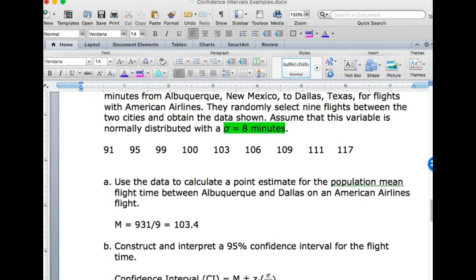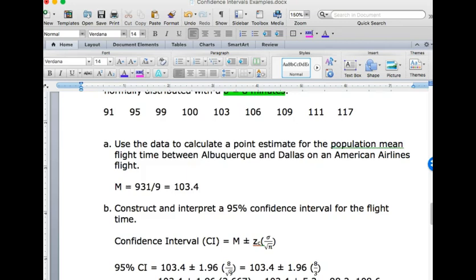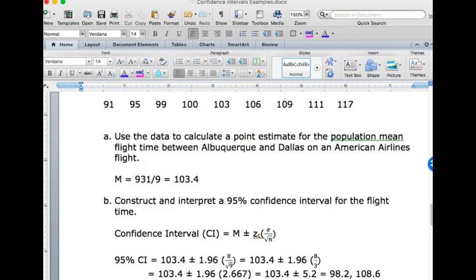All right. So B is asking us to construct and interpret a 95% confidence interval for the flight time. So remember the confidence interval formula, right? CI is equal to sample mean plus or minus the margin of error, which is Z critical times standard error, which is sigma divided by the square root of n, right? So all we need to do is plug in some numbers, right?